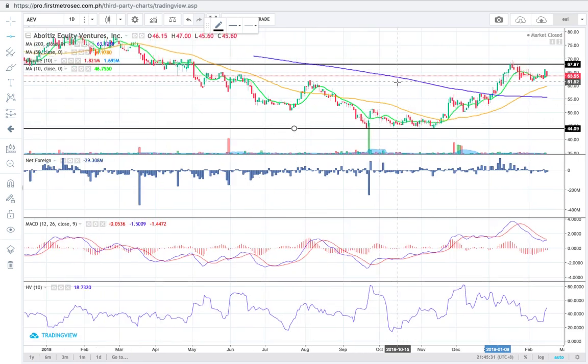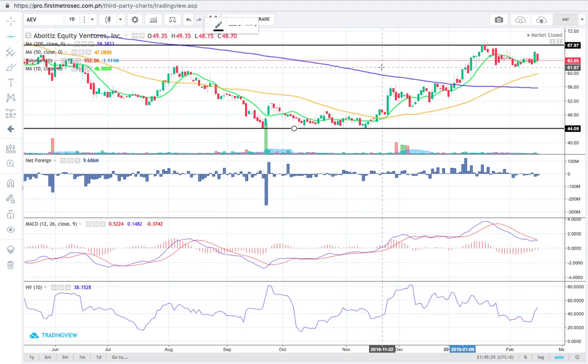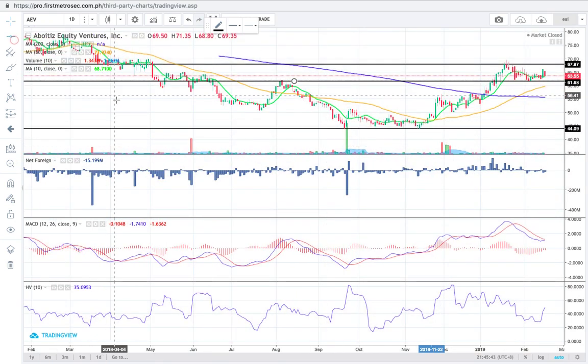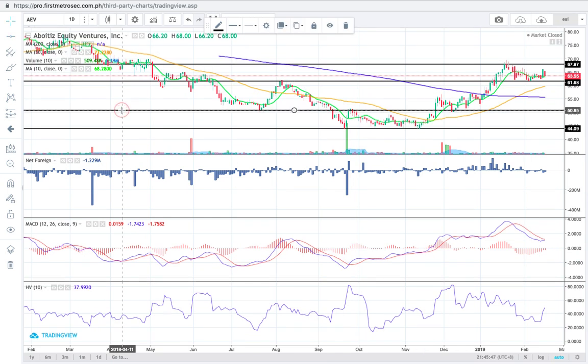And then let's plot the minor support area for AEV. That's 61.70, and another one here at 50.85. These lines are precursors, meaning if the downtrend continues, AEV must break down below 61.70 and 50.85 before the downtrend momentum escalates the probability of it hitting all the way to 44.00. So these are the barriers before the price hits 44.